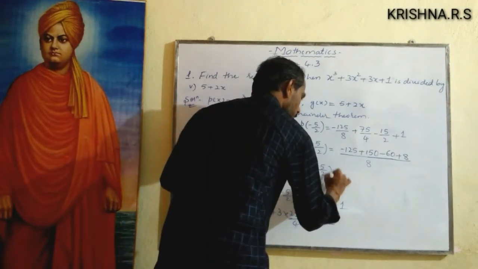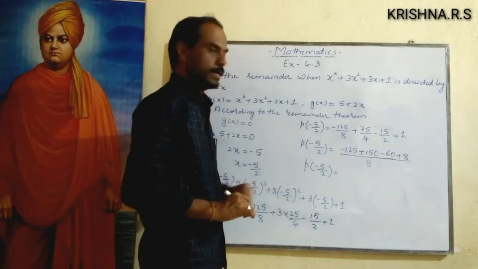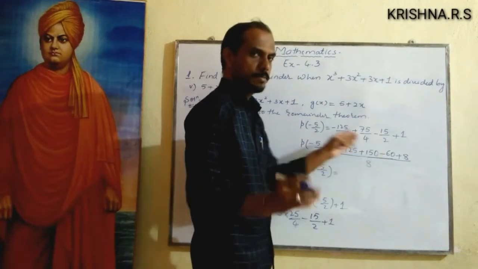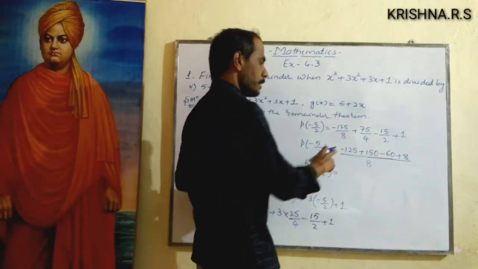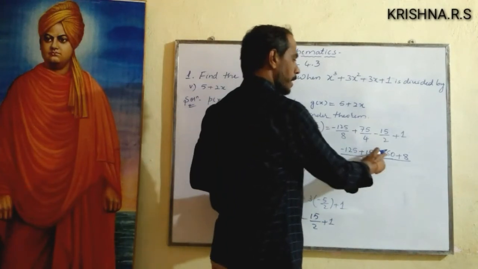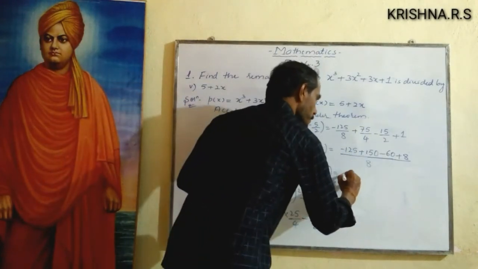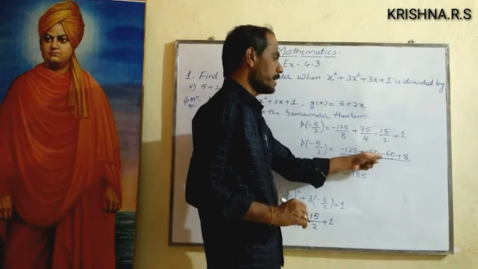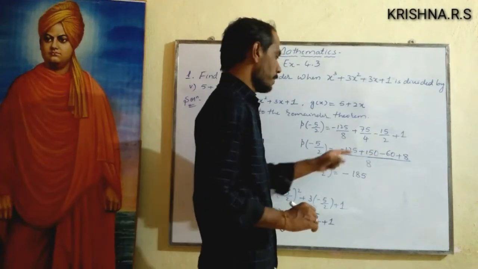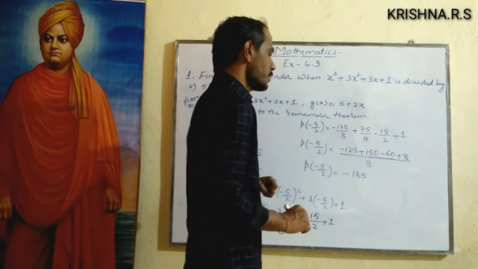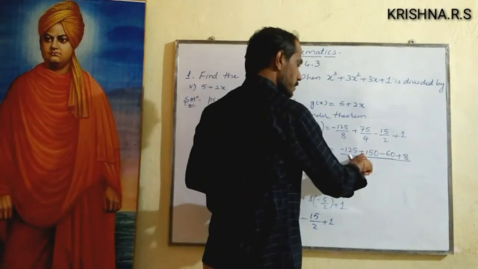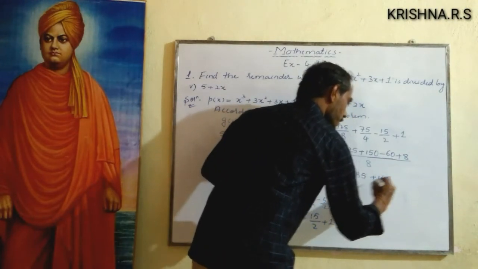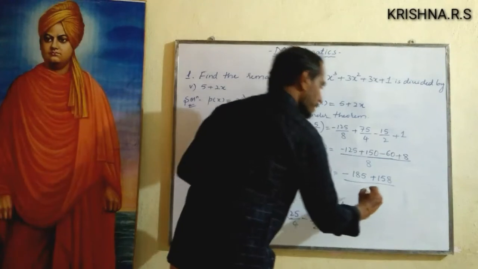P of minus 5 by 2 is equal to minus 125 minus 160, means minus terms make in one side, minus 125 minus 60, it becomes minus 185, correct? Minus 125 minus 60 becomes minus 185, plus 150 plus 8, it becomes 158. Okay, whole divided by 8.